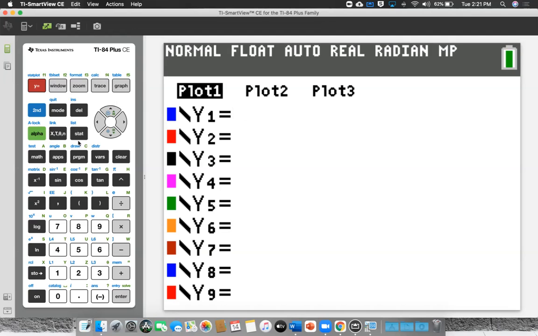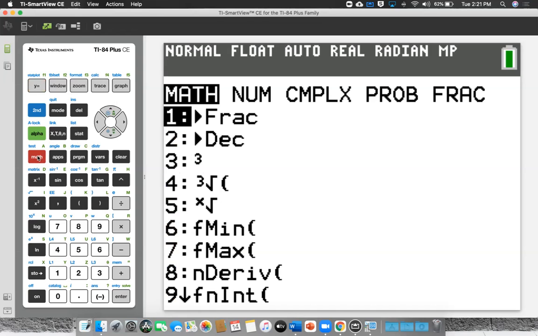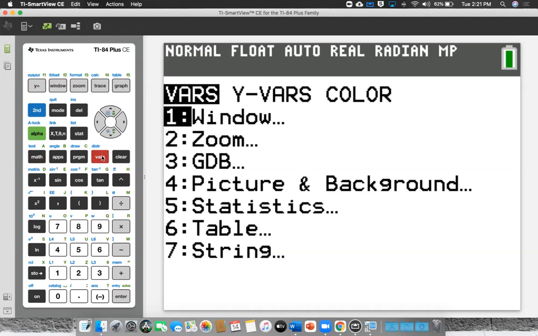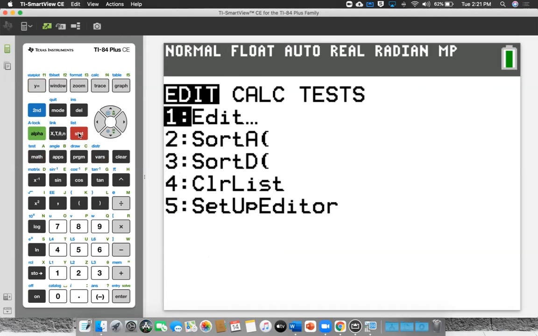So I'm going to go find it. Okay, so where is it? Don't do this yet. I'm trying to remember where it's at. Haven't done this since last year. Let's see, where was it? Give me 1 second. Is it Vars? No. Distribution? No. Stat? No. Where was it?